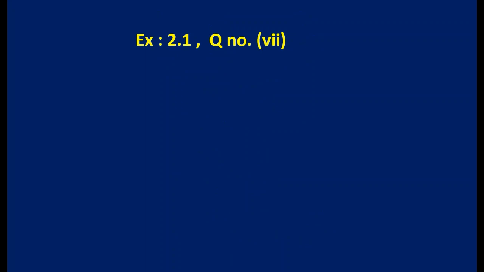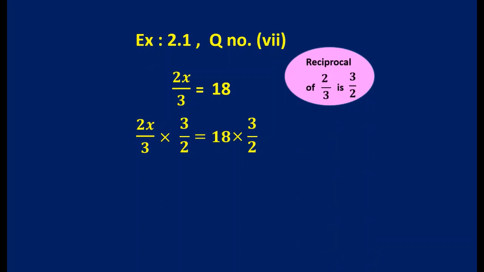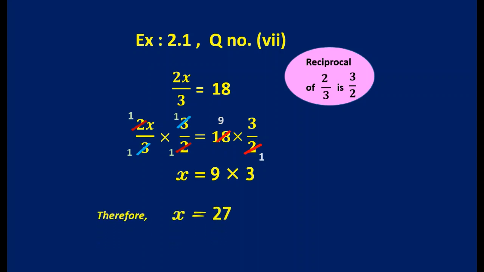Let's get back to exercise 2.1 where we have an equation 2x by 3 is equal to 18. We multiply both sides by 3 by 2, where this 3 by 2 is the reciprocal of 2 by 3, or we call it the multiplicative inverse. On the LHS, 2, 2 and 3, 3 get cancelled. Again on the RHS we get 2 ones are 2 and 2 nines are 18, leaving x is equal to 9 into 3. Therefore, x is equal to 27.